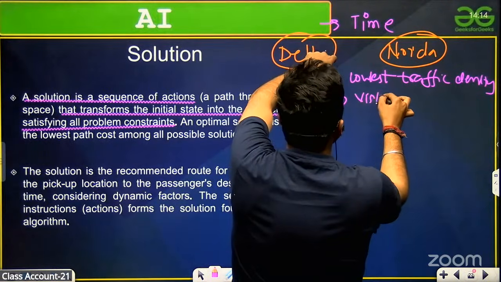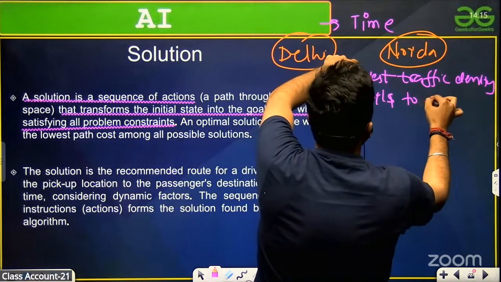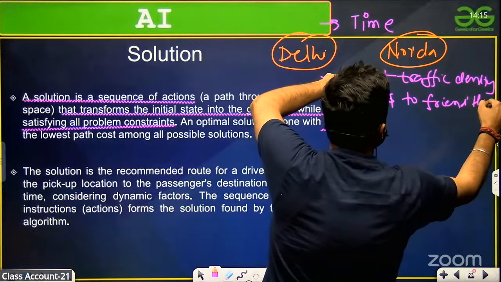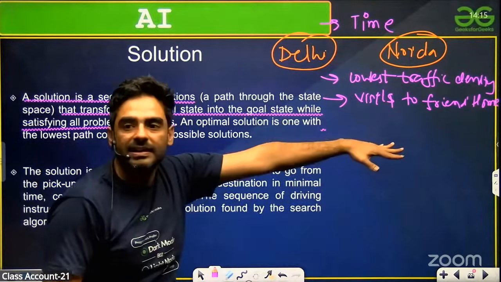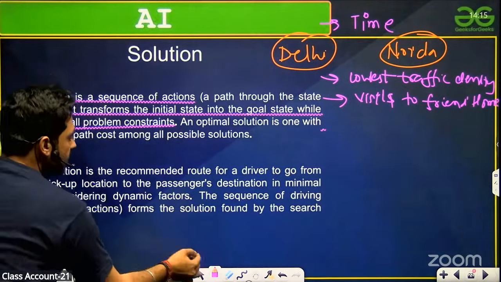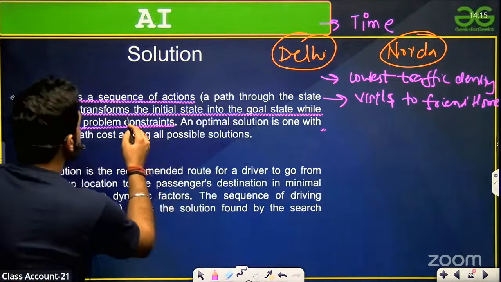in between I have to visit my friend's home also. So these are the three constraints. So basically, what is the solution? The solution is the sequence of actions.